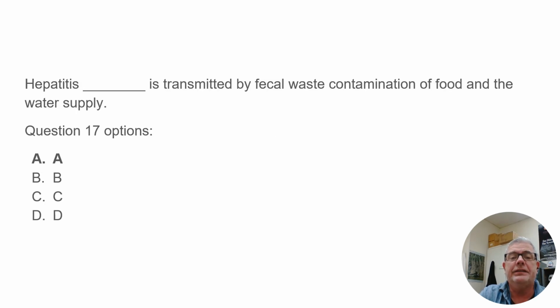Hepatitis A is transmitted by fecal waste contamination of food and water supply. B, C, and D are all transmitted through body fluids via the bloodborne pathogen route.